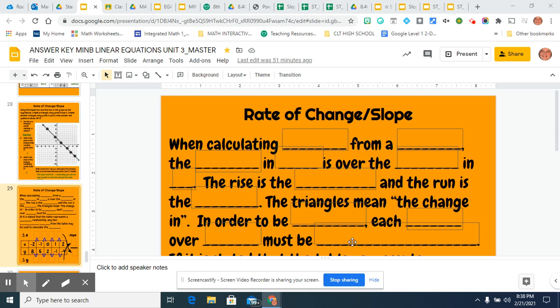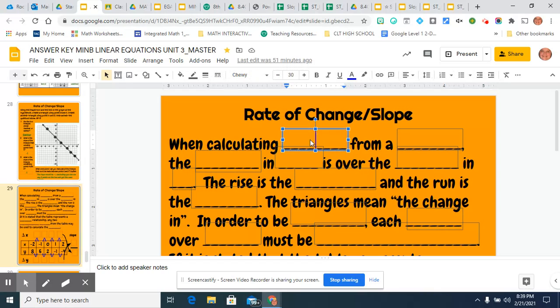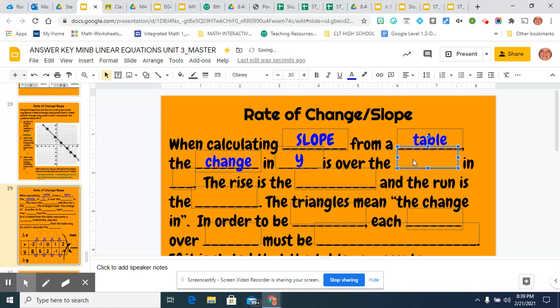Okay, let's continue to look at slope. Previously, we learned how to find slope from a graph, and today we're going to be talking about tables. So when calculating slope from a table, the change in y is over the change in x.